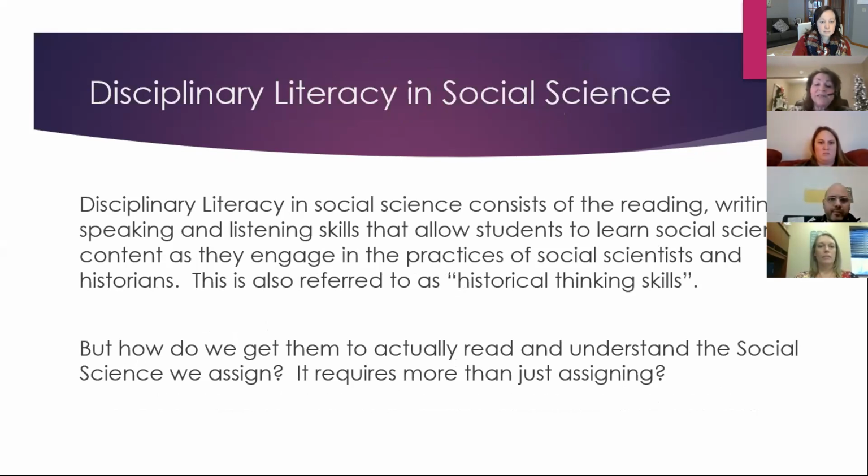So disciplinary literacy in social science consists of all things literacy: reading, writing, speaking, and listening, that allows students to learn and engage with the content that they're reading. And many times it's also referred to as historical thinking skills. But how do we get them to actually read and understand the social science we assign? It requires more than just assigning.